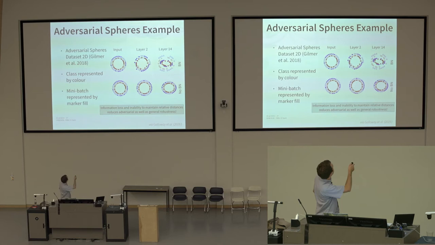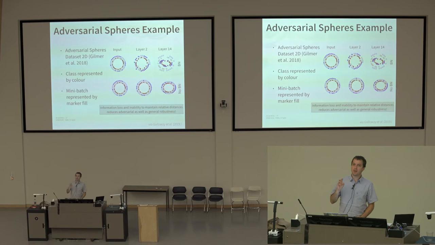So this is called the adversarial spheres data set. It's a synthetic problem that consists of classifying between two concentric spheres. So you've got a red class and a blue class, and you can run this data set in arbitrary dimensions, but we're just looking at a 2D example here. So every point is in 2D, and as I said, the classes are represented by color, and we have two mini batches. The type of circle, solid or open, indicates the mini batch. And we're going to assume that they each contain an equal number of red class and blue class points.